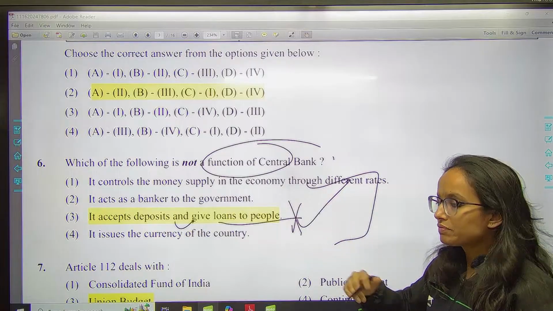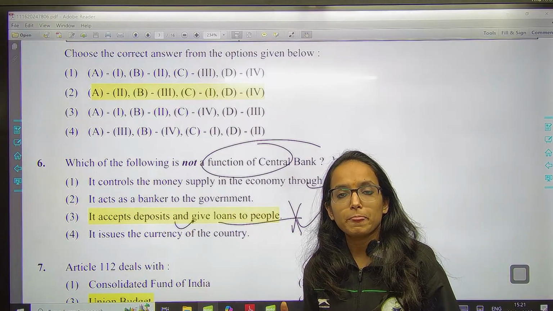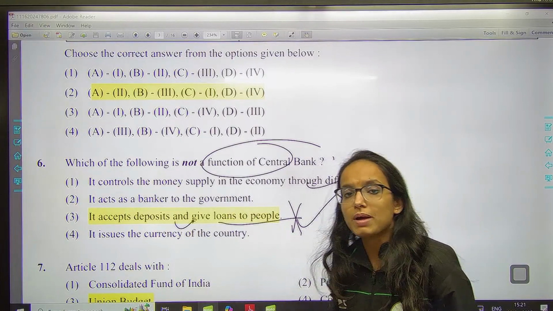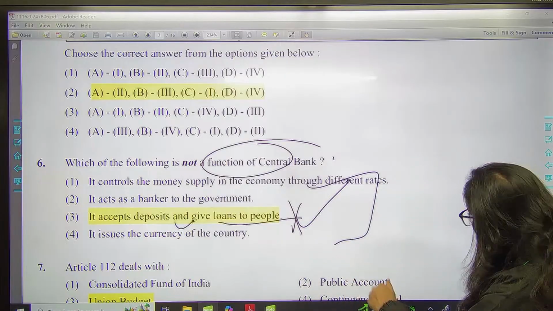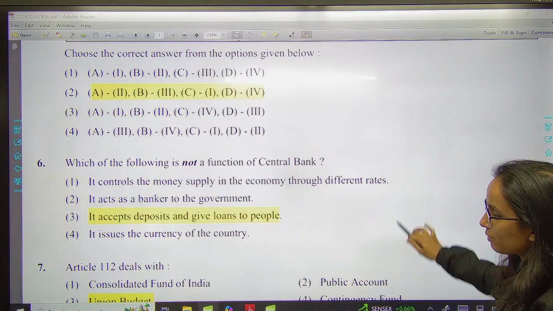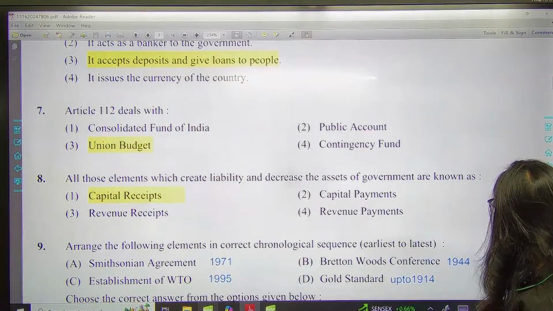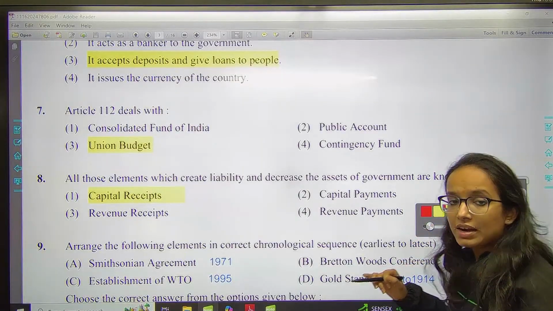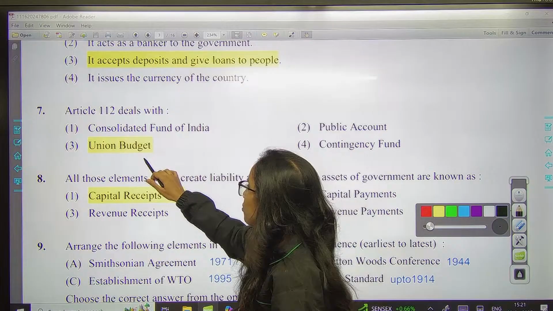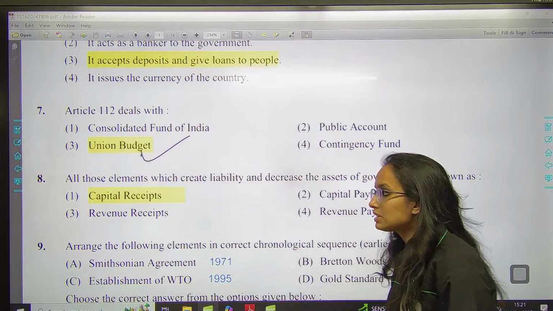So functions, responsibilities, roles of central bank can also be an important area which they can ask you because they have been asking these questions. Then they ask you about the budget, like Article 112 deals with union budget or annual financial statement.